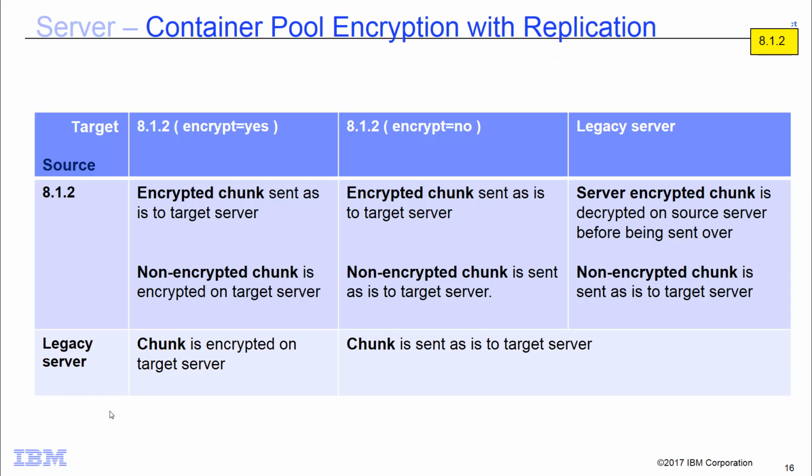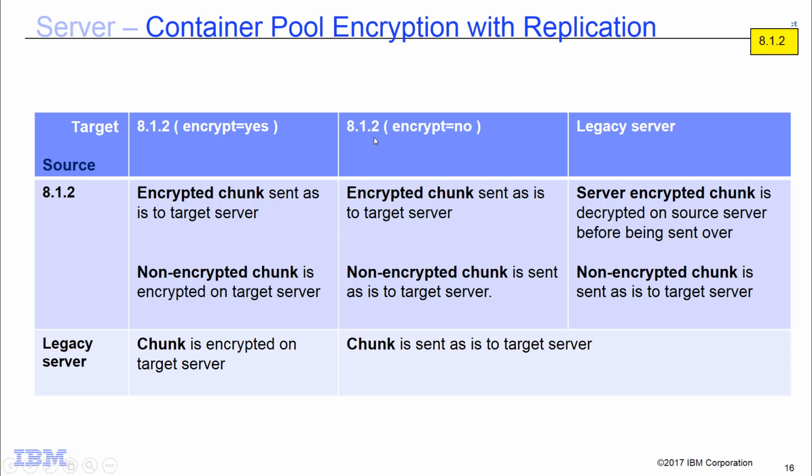Now, if you are using encryption on your directory container pool, you do need to look at how that will impact replication. Here are our source servers down here, and then we have our target servers going across. If your source server is an 8.1.2 server and you do have it encrypting data as well as your target server, then we will simply send the encrypted chunks as they are to the target server. If we do have any non-encrypted chunks on the source server, once it's sent to the target server, it will be encrypted.